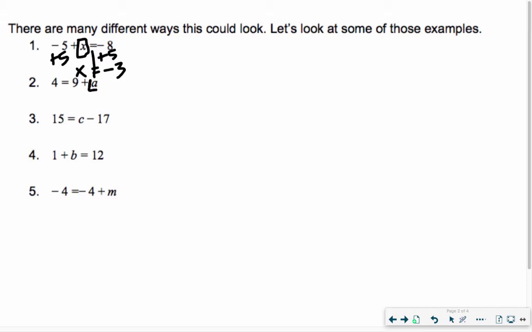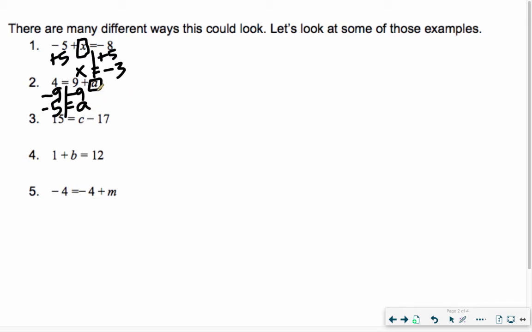All right, put a box around my a. Again, it's important that this is positive. Draw your line. This is a 9. Okay, so this is a positive 9. So to make this 0, I need to subtract 9 on both sides. 4 minus 9 is negative 5. So negative 5 equals a.